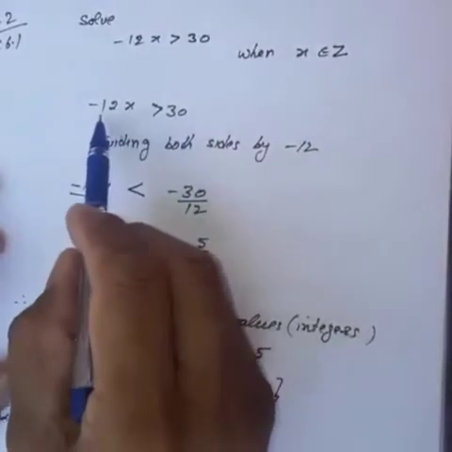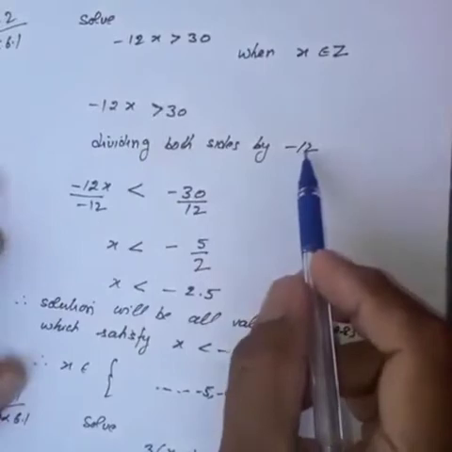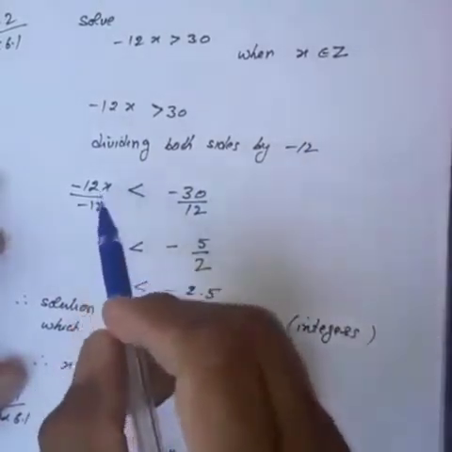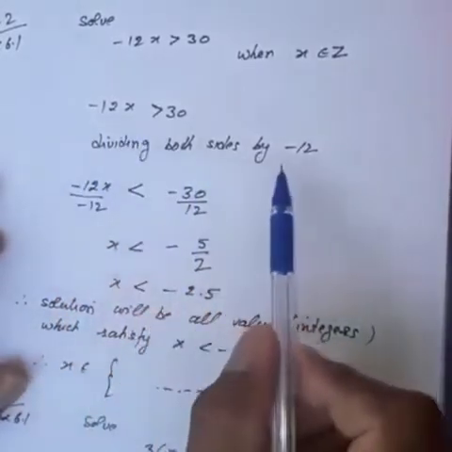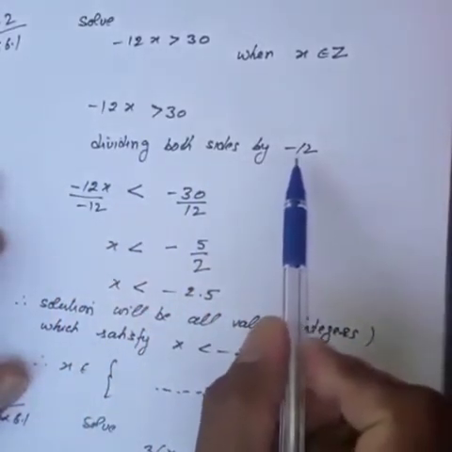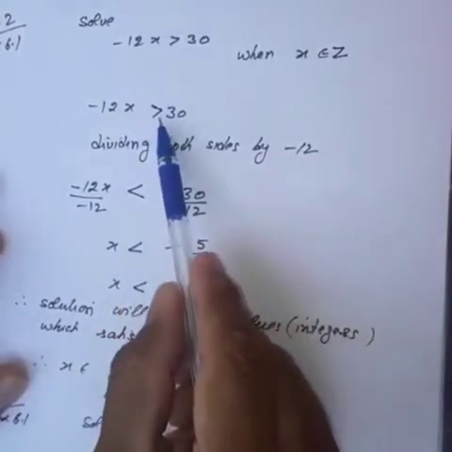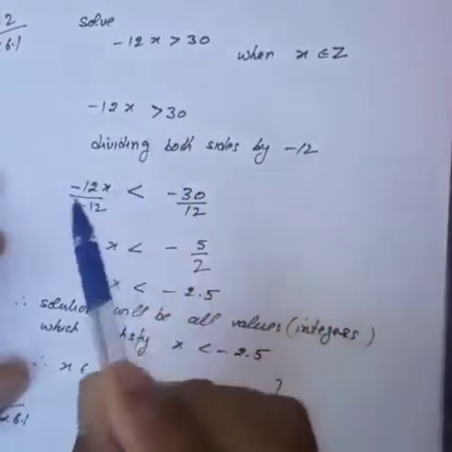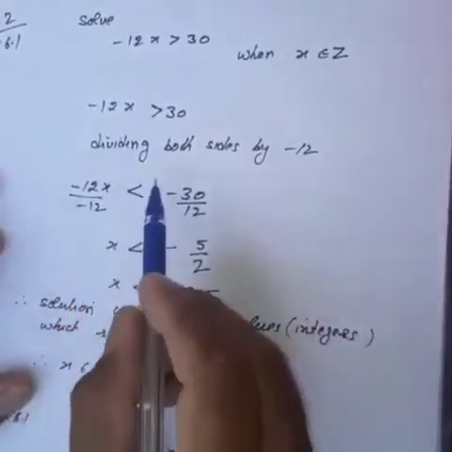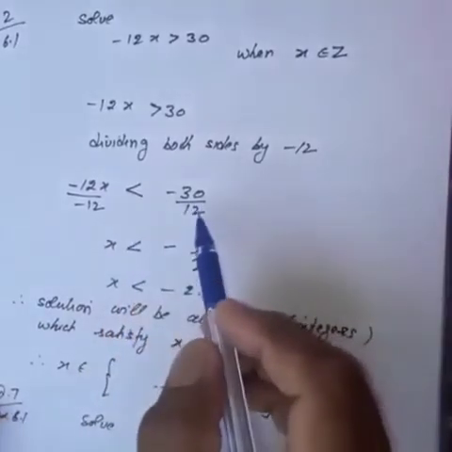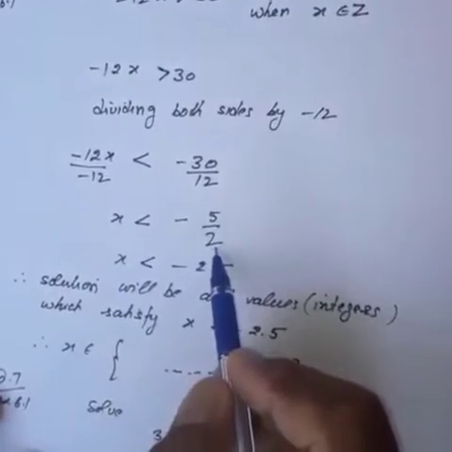To find x, we have to divide both sides by minus 12. Now we have studied a rule: if you divide or multiply an inequality by a non-zero negative number, then the sign will be reversed. If it is greater than, then it will be less than, or if it is less than, then it will be greater than. So minus 30 upon 12, and after solving, x is less than minus 5 upon 2.